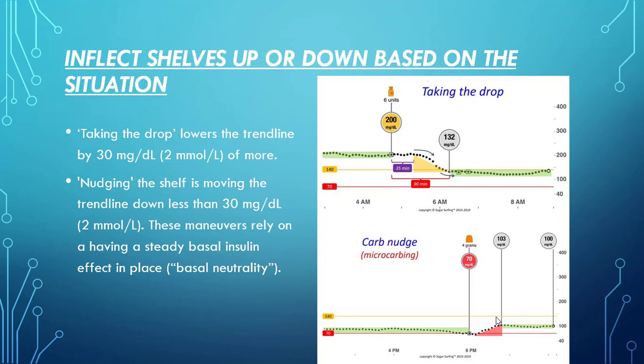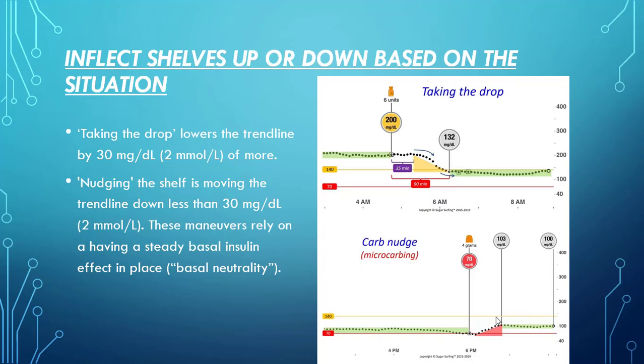A patient is around 200 in the top image, and they gave a few units, 6 units of insulin. There's a little bit of a lag time and then the sugars start to drop. And so again, patience is key. You want to give it some time and then see if you flatten out. Nudging the shelf is another concept, and is moving the trend line a little bit.